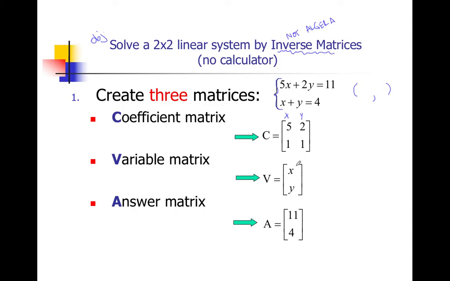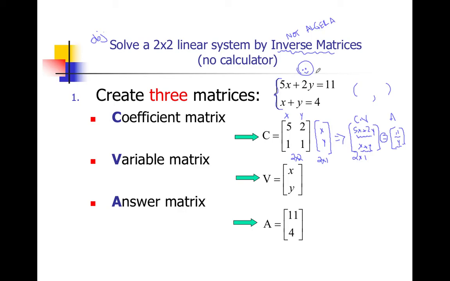Now I want to show you something. If I took the coefficient matrix and multiplied it times the variable matrix, what would I get? A 2x2 times a 2x1 gives me a 2x1, right? And you know what I would get? 5x plus 2y, x plus y. Oh my gosh. So this is C times V, and I'm saying that that's going to be equal to your answer matrix, which is 11, 4. So that means by using the equality of matrices that 5x plus 2y must be equal to 11, and x plus y is equal to 4. That's what this system is.